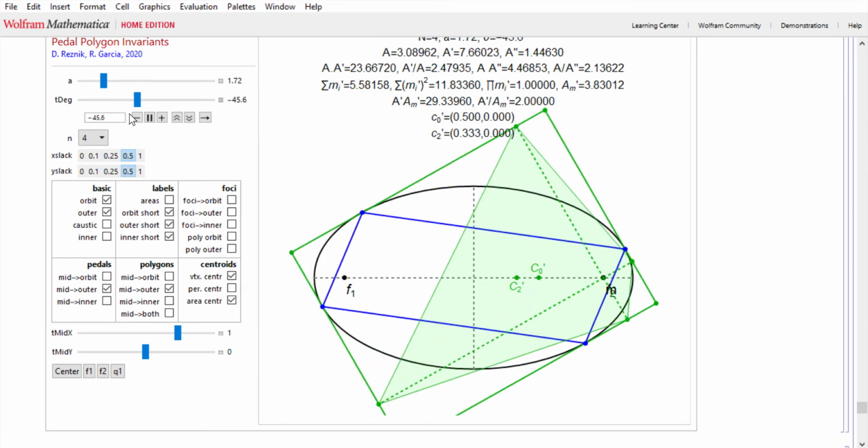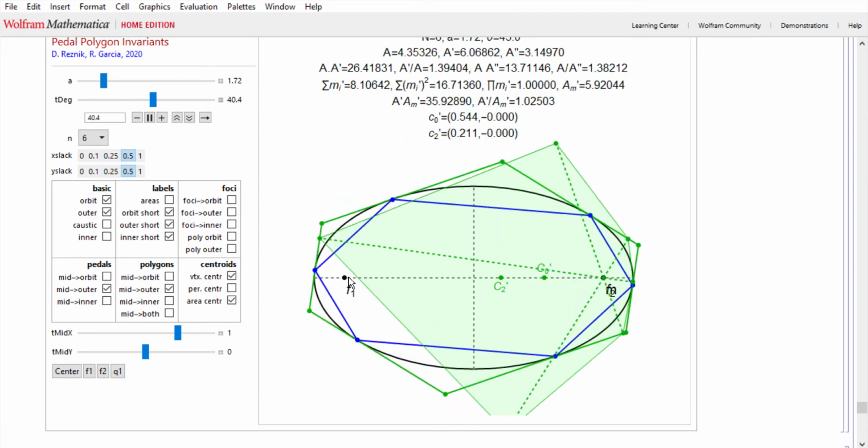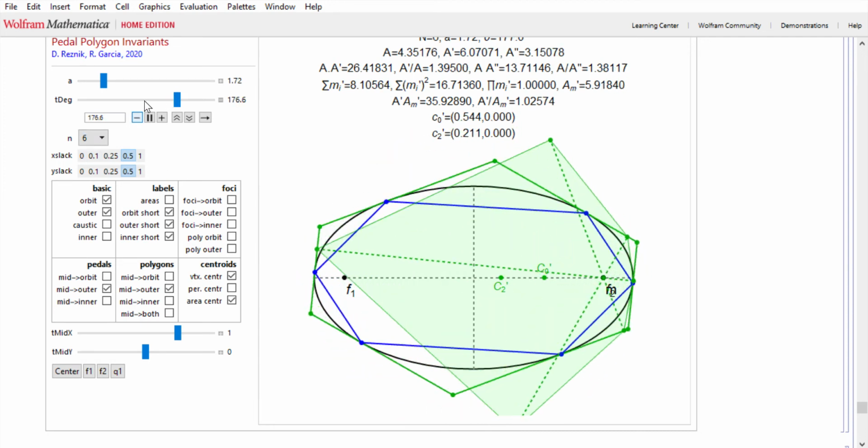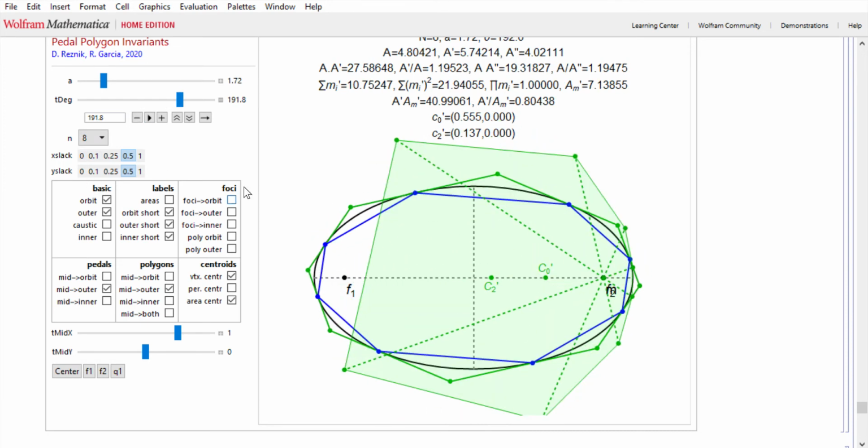Now you get stationarity. If I go to n equals 6, they distribute themselves slightly differently. Okay, I'm still at the focus here. The vertex centroid is still on the major axis, as is the area centroid, but I don't immediately recognize what these numbers are. And there they are, they're stationary. If I go to n equals 8, this might be more harmonious. Not necessarily, they're still there and stationary.